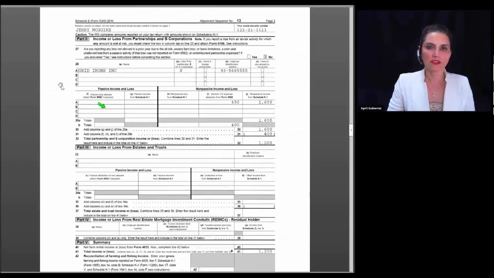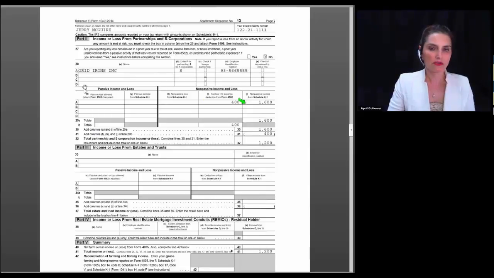We move then on to Schedule E, page 2, and on Schedule E, page 2, we indicate that the entity from which the K-1 came was Gridirons Inc., and it is an S corporation. We enter the EIN of the S corporation. We show the amount of Section 179 expense flowing through, $400, and we show the income at $1,600.